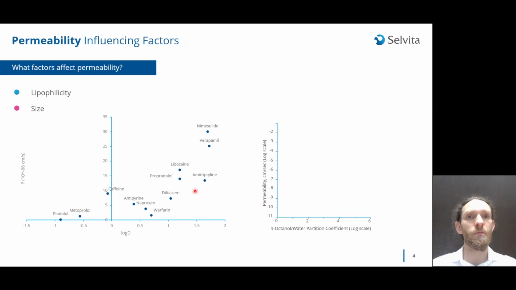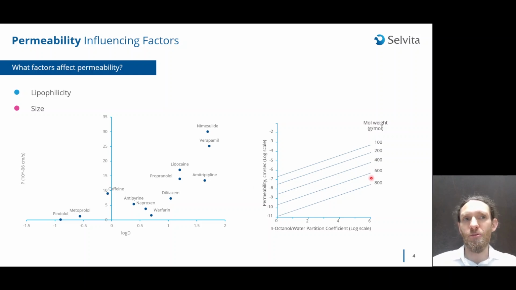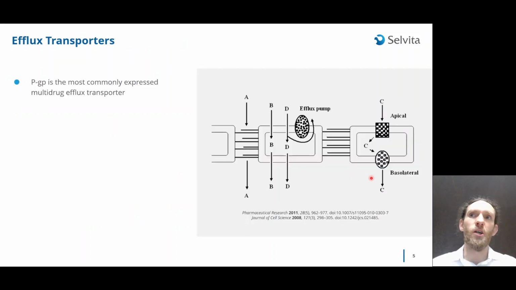Now size. If we have the same plot, statistically we will see that compounds with increased molecular weight will show lower permeability, generally. Because the larger drugs have higher problems to squeeze through the membrane or be actively transported. This is a general rule, of course. There are exceptions if a compound is a substrate of active transport.